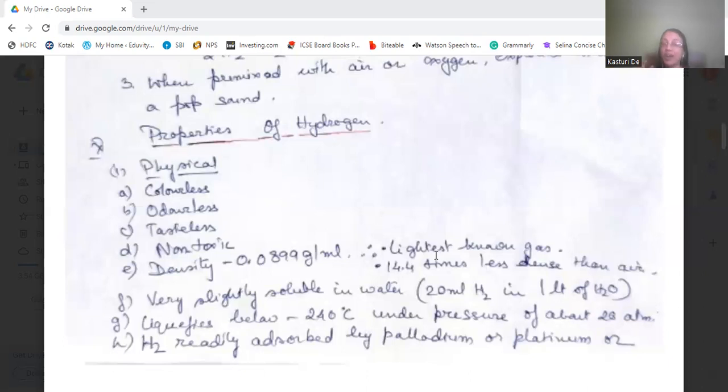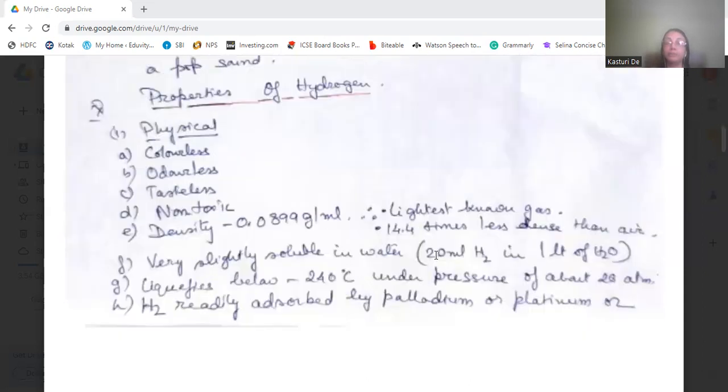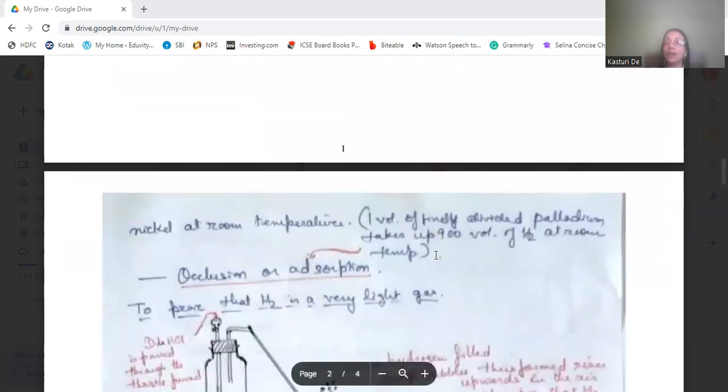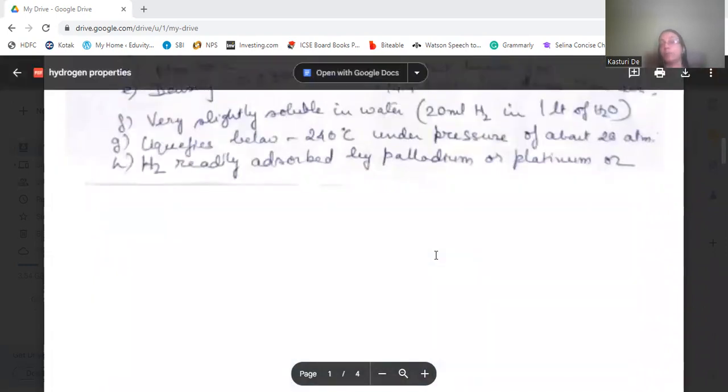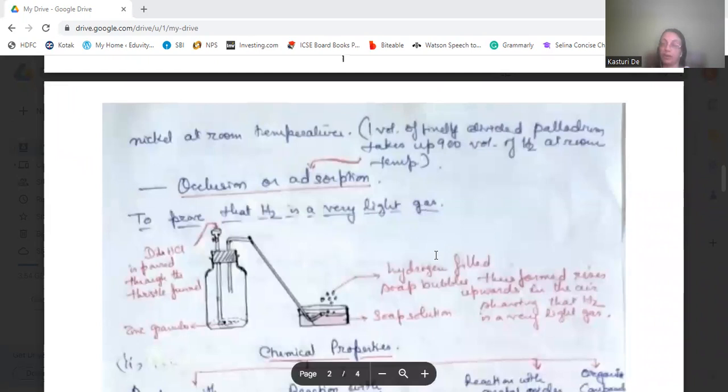It is readily absorbed by palladium or platinum or nickel at room temperature. That is, 1 volume of finely divided palladium takes about 900 volumes of hydrogen at room temperature. And this absorbing power is known as adsorption or occlusion of hydrogen.